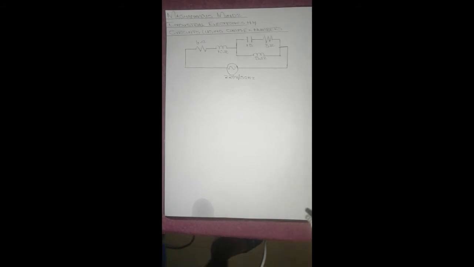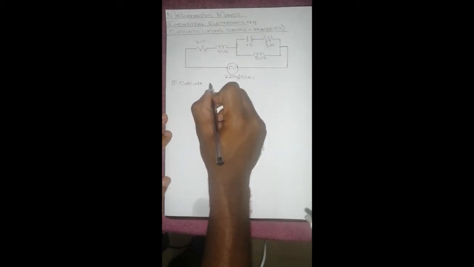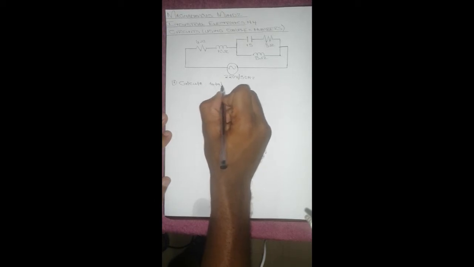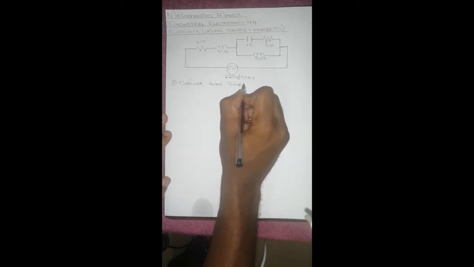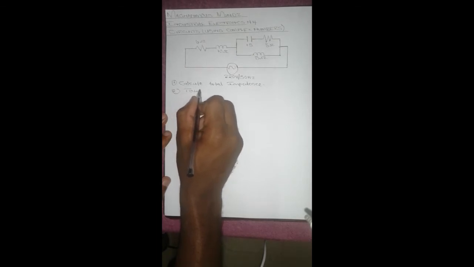We are back again with industrial electronics and circuits using complex numbers. We are given an AC circuit with resistors, capacitor and inductors, and for the first question we're told to calculate the total impedance. Question 2, calculate the total current.